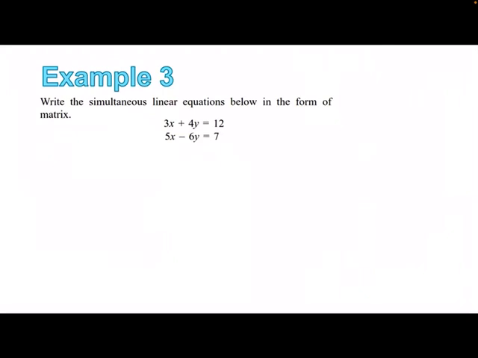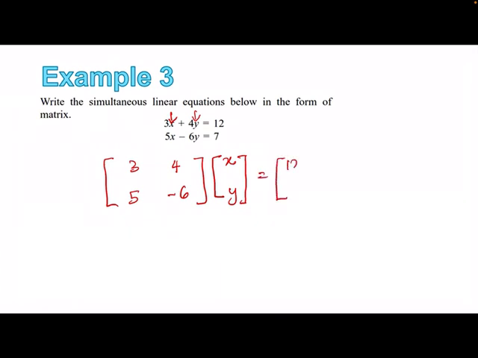Write the simultaneous linear equations below in the form of a matrix. So we take out the coefficients 3, 4, 5, -6 and put them into a bracket. Then the first unknown is x, the second is y. So x, y equals 12, 7. So that's the linear equations in the form of a matrix.